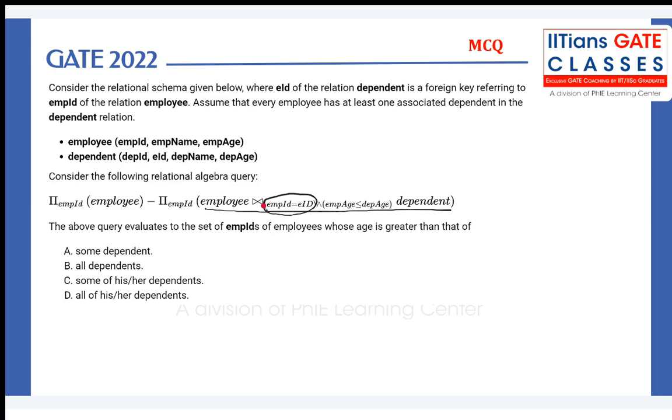And the AND will consider those employees with their dependents in case the age of the employee is less than or equal to the age of the dependent. Now you are trying to do a set difference with the employee IDs from employee. So what do you get?